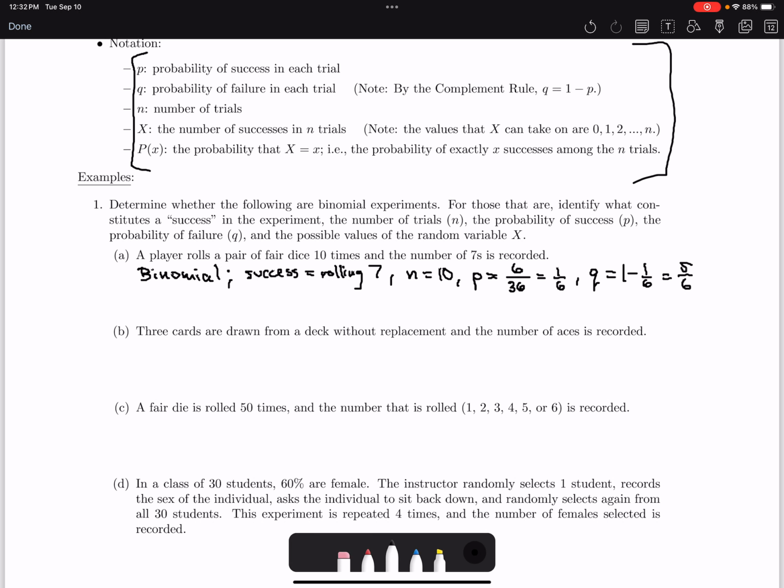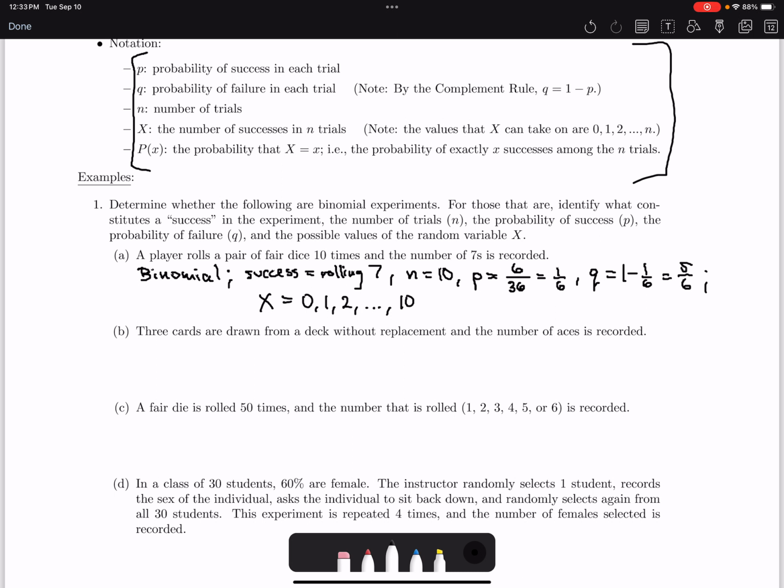Okay. And then we're also supposed to list out the possible values of the random variable x. Okay, well, let's see. You're rolling a pair of dice 10 times. It's possible that you never roll a 7, right? So it's possible x is 0. Or x could be 1, right? You might roll a 7 exactly 1 time or 2 times. Or it could be the case, and it would be very unlikely, but it could happen that you roll a 7 every time you roll the dice. So x could be as much as 10.